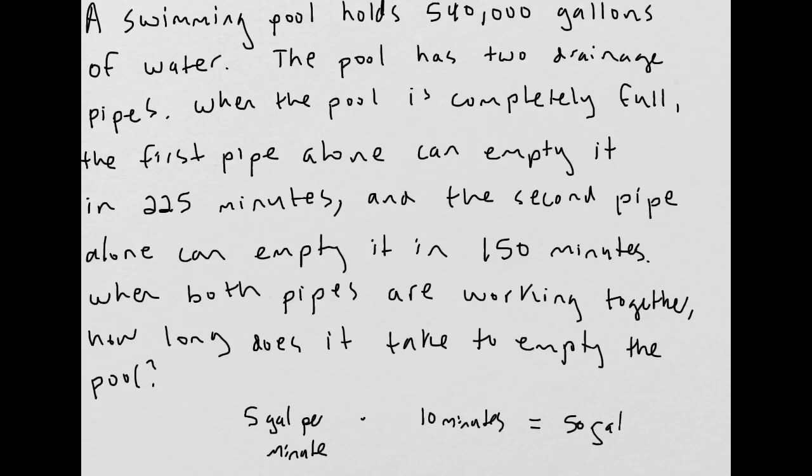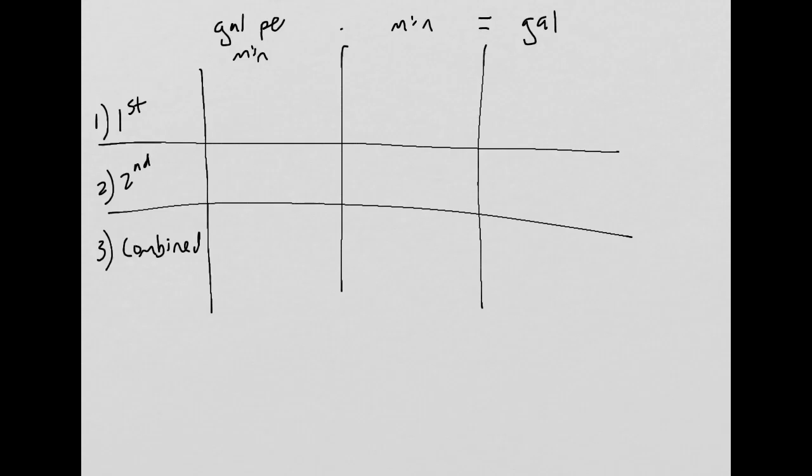Well, it says that the swimming pool holds 540,000 gallons of water. It says the pool has 2 drainage pipes. It says the first pipe alone can empty the pool in 225 minutes. The second pipe can empty it in 150 minutes. So what I know is that the first one takes 225 minutes. The second one was 150 minutes.